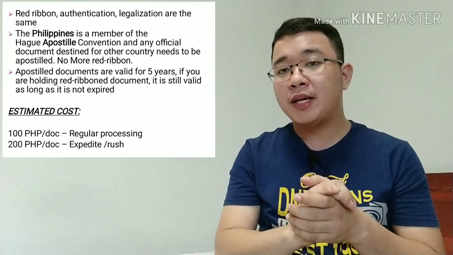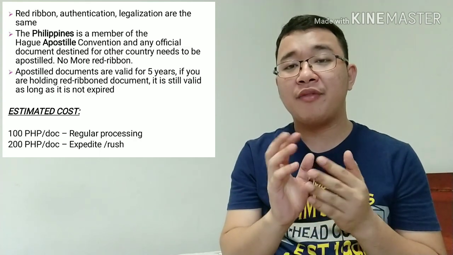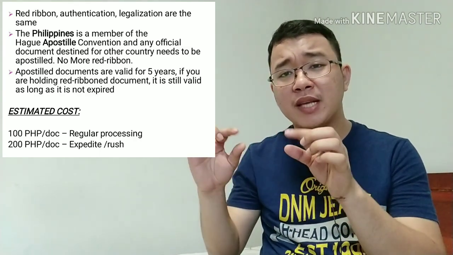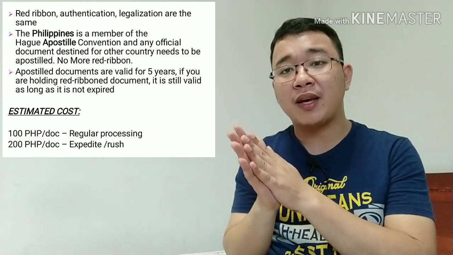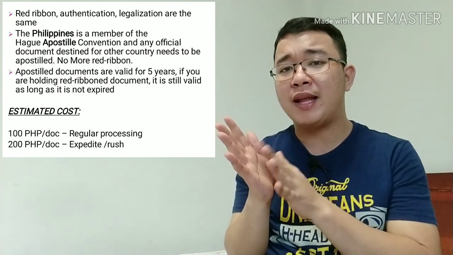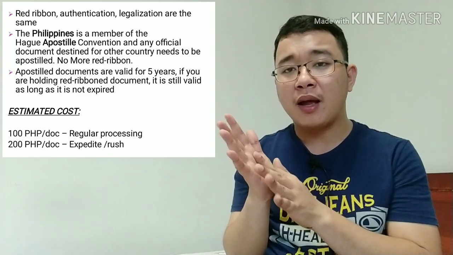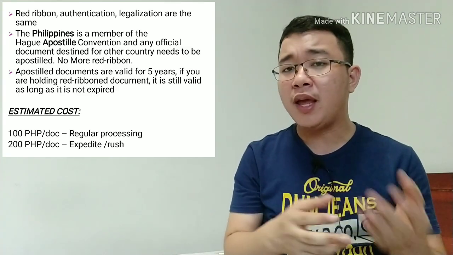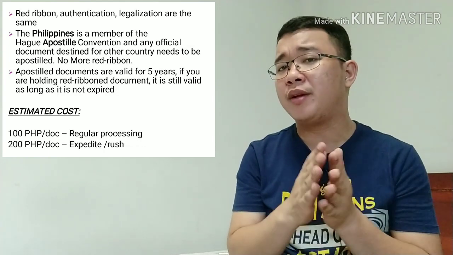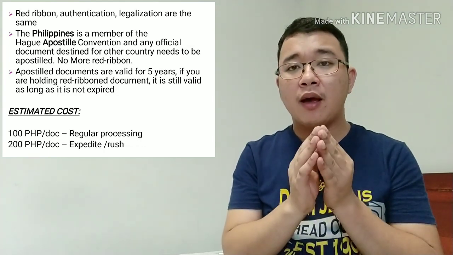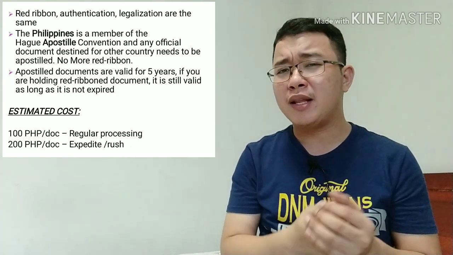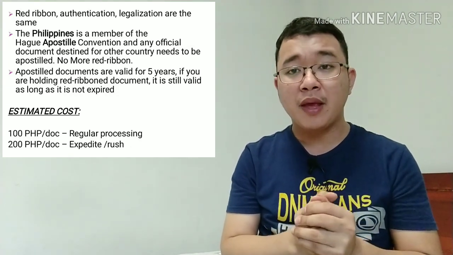Alright, so apostilled documents are valid for 5 years. Makikita mo naman yan doon sa certificate, nakalagay doon kung kailan lamang hanggang kailan lamang ang kanyang validity. So if you are holding, just in case if you are holding a red ribbon documents right now, as long as hindi siya expired, it's still valid, it's still okay, i-credit pa rin din yan dito sa Vietnam.